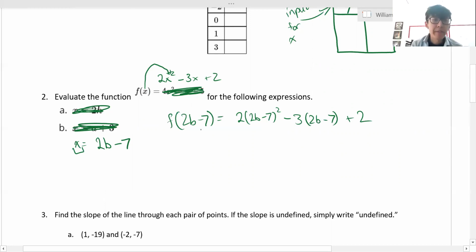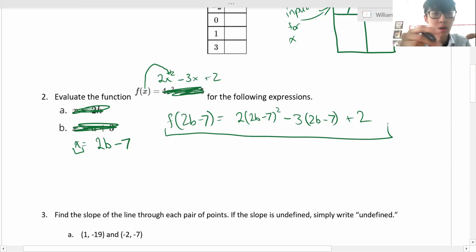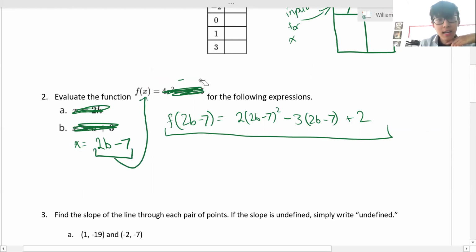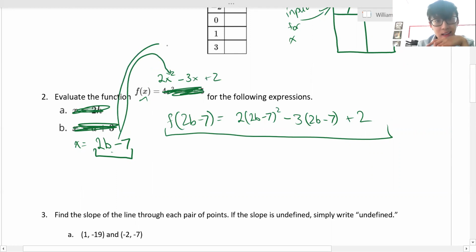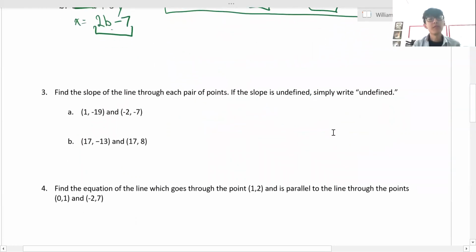Now, actually, I'm fine to just leave it here because my whole point with these first two questions is I want to see that you know how functions work, right? So basically, when x is equal to 2b minus 7, 2b minus 7 replaces all the x's. In this case, 2b minus 7 replaces that x, it replaces this x, it replaces this x, right? So that's why I have 2b minus 7 here instead of x and 2b minus 7 instead of x. Hopefully that makes sense.